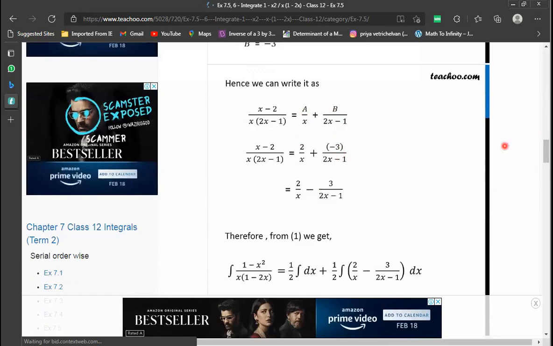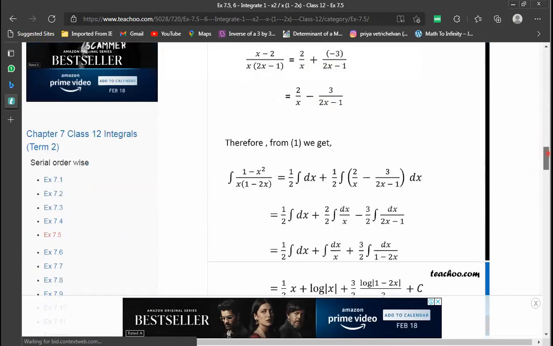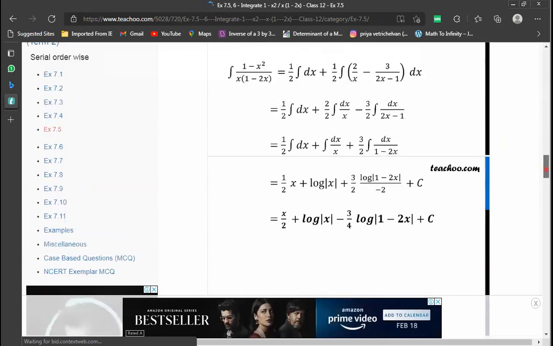So now you do the integration. So integration of 2 by x, it's 2 times 1 by x only. So integral of 1 by x is log x, isn't it? And 1 divided by 2x minus 1, it's log of 2x minus 1, that's it.